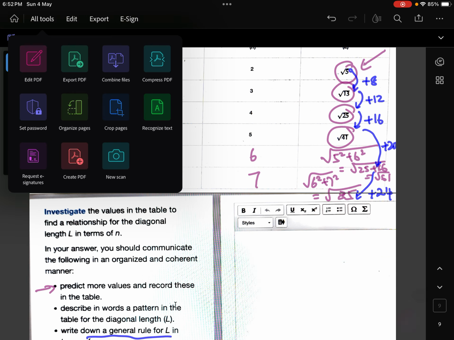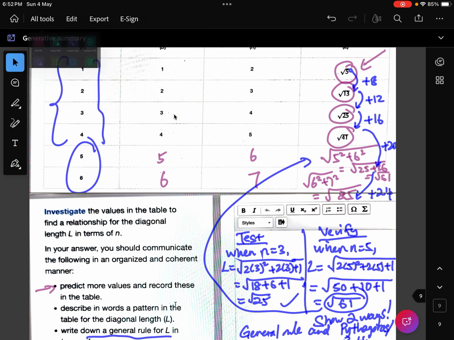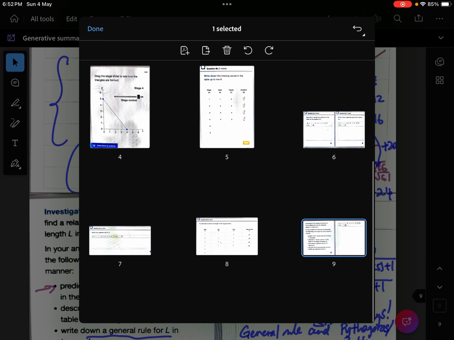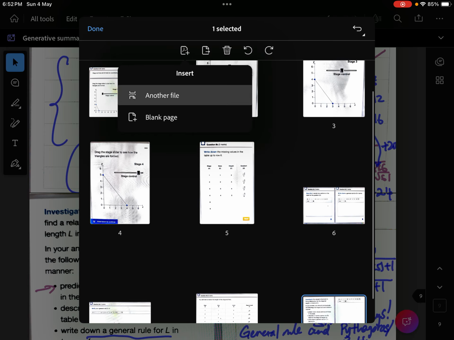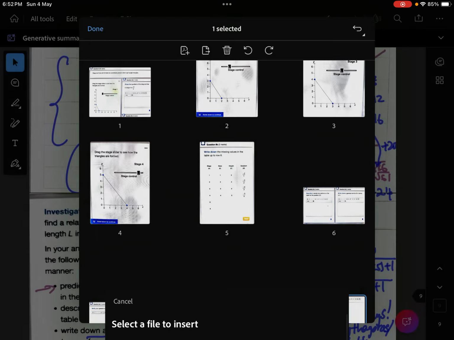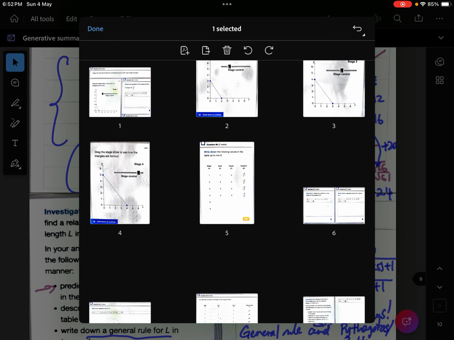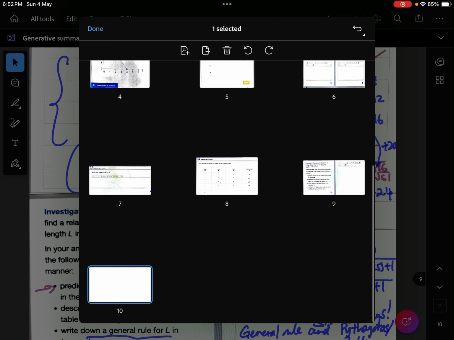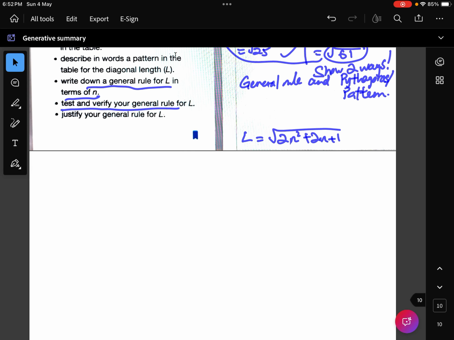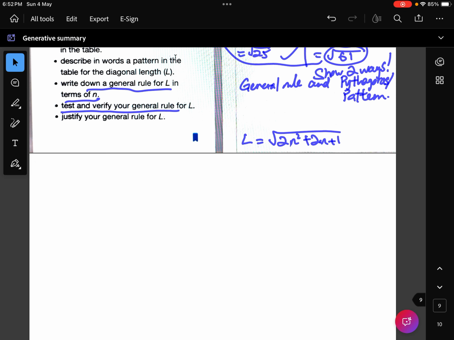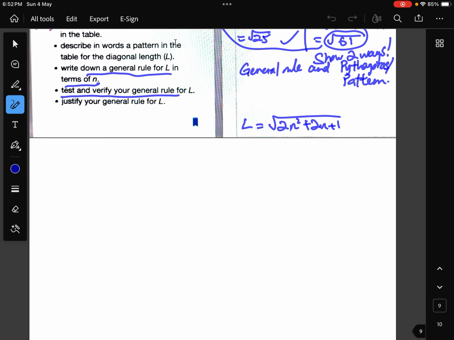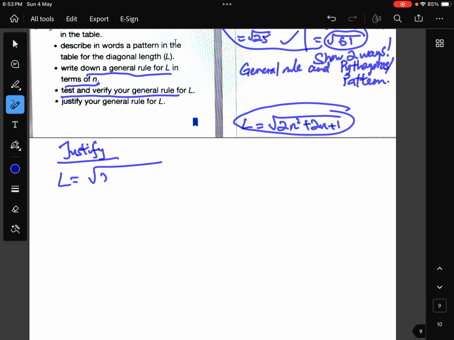Now what I want to do for the final part is to show you how we can justify it, but I'm just going to create a new page first. Blank page, insert, okay, I'm done. So what I'm going to show you is how we can actually justify this general rule here, which is L equals 2n squared plus 2n plus 1.